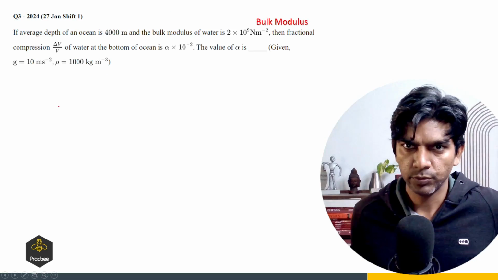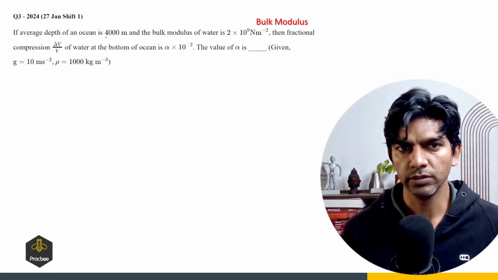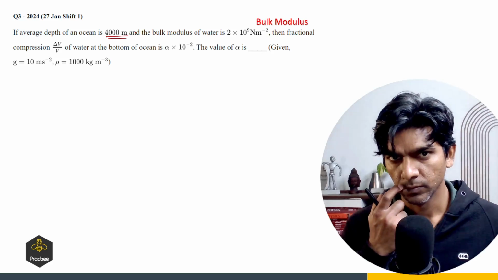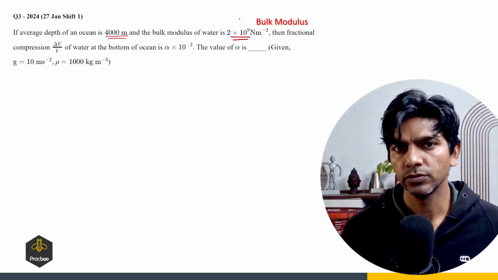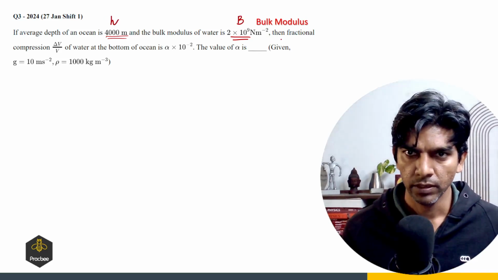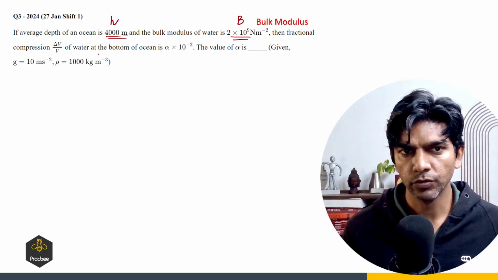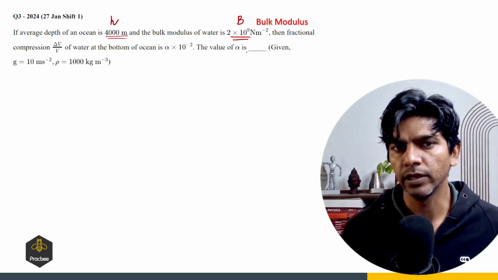Right, so let us see the next problem type, which is based on bulk modulus. If the average depth of the ocean is 4000 meter and the bulk modulus of water is 2 into 10 raised to 9 Newton per meter square, so that is the bulk modulus and that is the depth, then the fractional compression of water at the bottom of the ocean is alpha times 10 raised to minus 2. The value of alpha is.